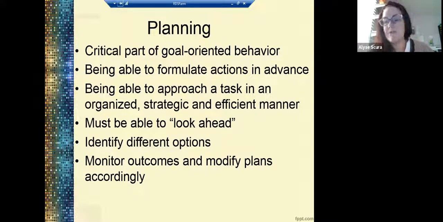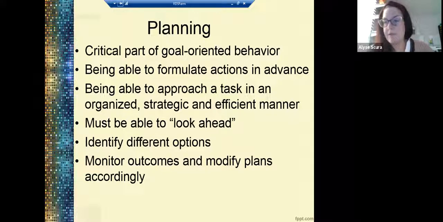Identifying different options. As I'm sure we've all experienced, our goals and our strategic, organized action plans may not always happen as we had hoped, and we have to pivot. And that pivot may be really difficult. And then monitoring those outcomes, modifying those plans when you might have to pivot. Again, all parts of planning.